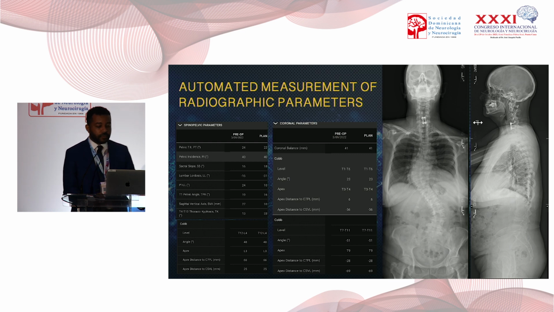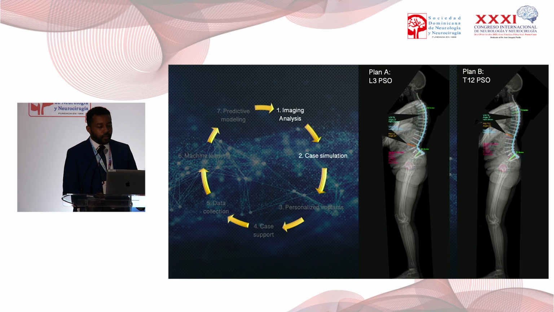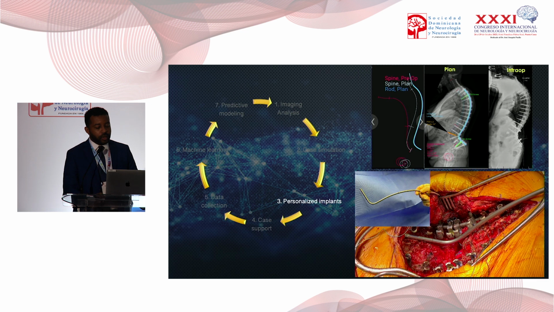So the first advantage of this platform: all the radiographic parameters are automated. You submit the images, and all the spinal pelvic parameters relevant to the correction will get calculated automatically, and that really gets rid of any inter-user variability. Once the images are submitted, you can simulate the cases as we've discussed. You can pre-print or fabricate rods that are specific to patient alignment. In this situation, it serves as a gauge for intraoperative correction.